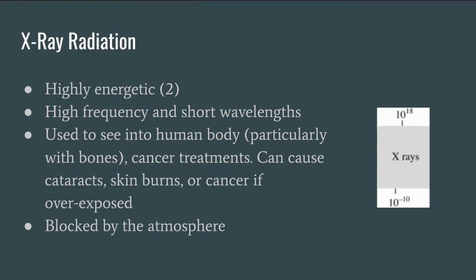X-ray, highly energetic. This is number 2 on our list. It's high frequency, short wavelengths. And we do have practical uses for it. We use it to see in the human body. If you've ever had a broken bone or something like that, bones absorb X-rays, so we can use it to capture an image inside. It's also used sometimes for cancer treatments. However, if you're exposed to X-rays in a non-controlled manner, it can cause cataracts. That's stuff that goes on in your eye if you get X-rays directly to the eye.